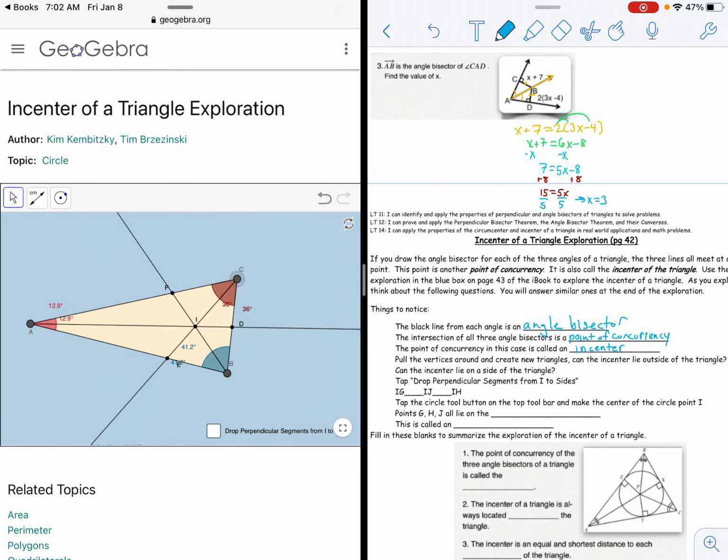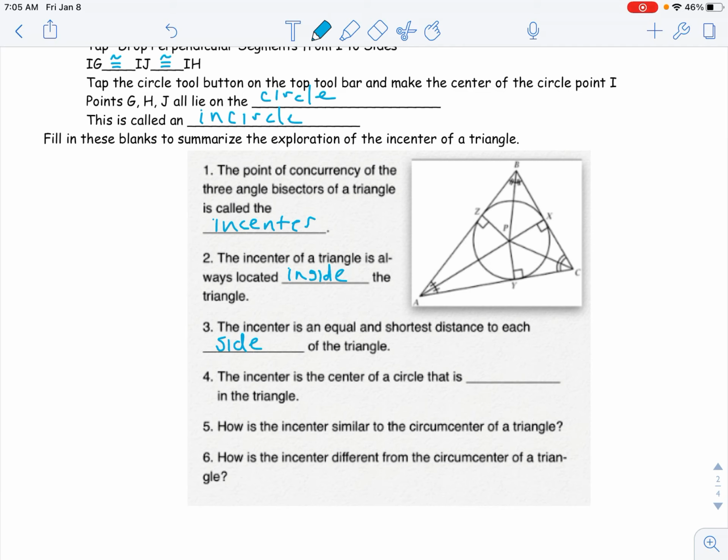All right, so that was just playing around with the angle bisectors. We saw that they all intersected at a single point called the incenter. They're equidistant from the sides. So let's just summarize. The point of concurrency of the three angle bisectors of a triangle is called the incenter. And the incenter of the triangle is always located inside the triangle. So a circumcenter could be anywhere. An incenter has to be inside. The incenter is equal in shortest distance to each side of the triangle. The incenter is the center of the circle.